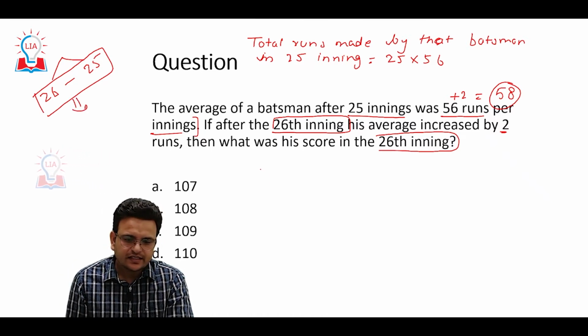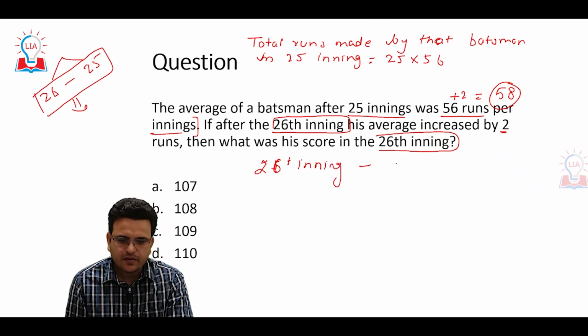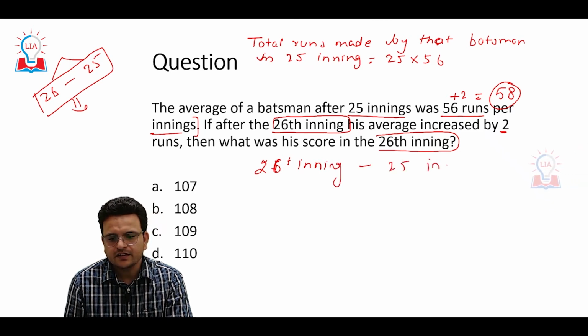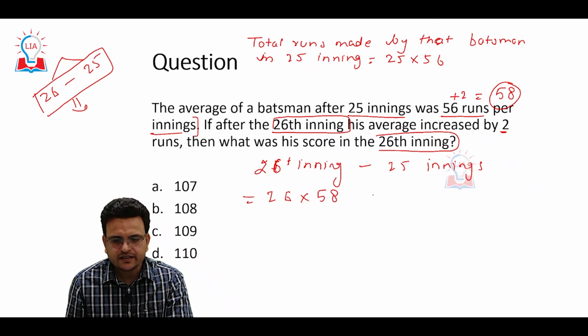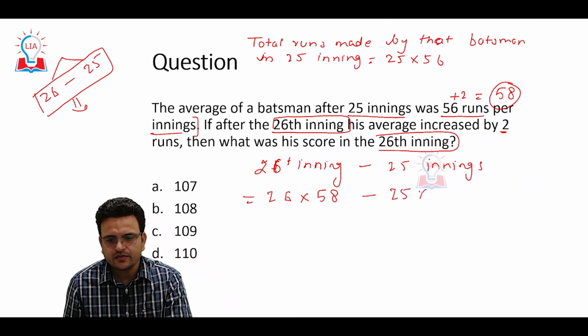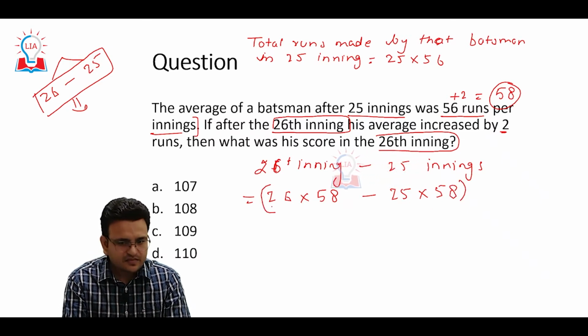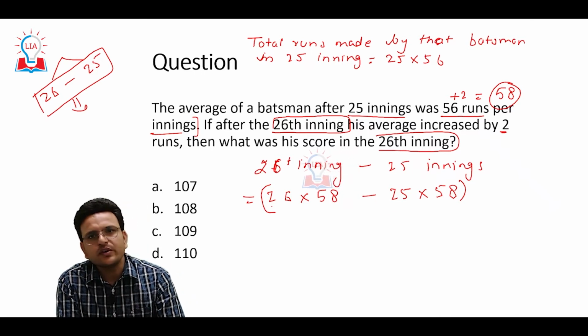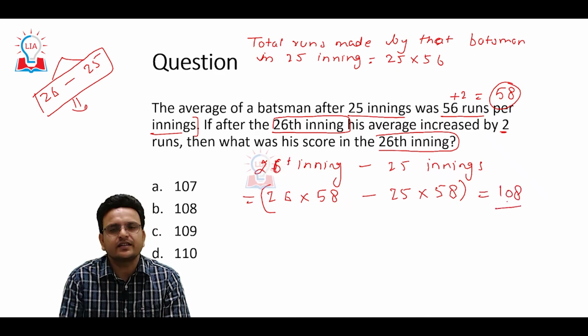So in 26 innings minus 25 innings, the score in the 26th will be 26 into 58 minus 25 into 56. If you solve it, you are going to get the answer. This is the first way in which we are going to solve these questions. Here the answer will be somewhere around 108 if you solve it.